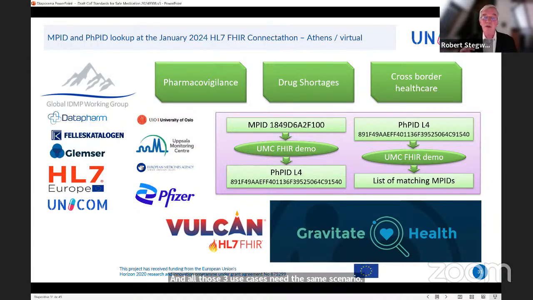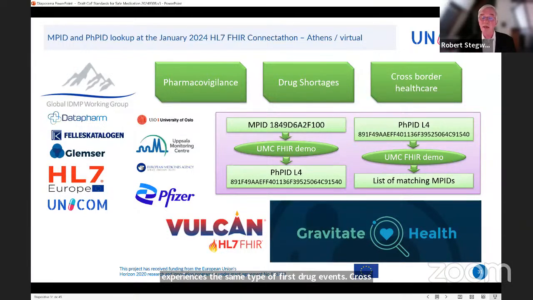If I find an adverse drug event with a particular product, I need to be able to look up the global product through the PHPID and see if there's other people that have experienced the same type of adverse drug events. Cross-border healthcare, that was a substitution demo, uses the same thing.